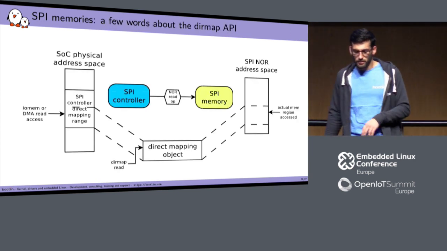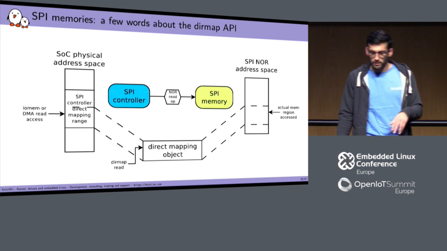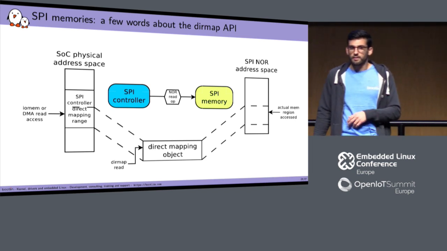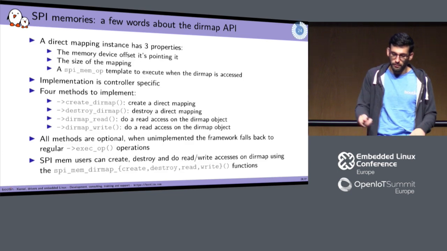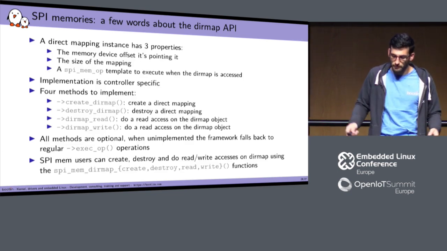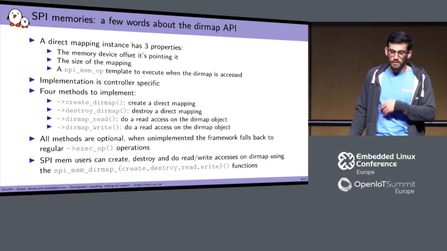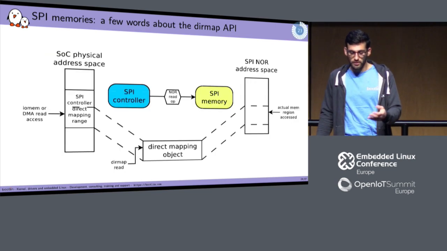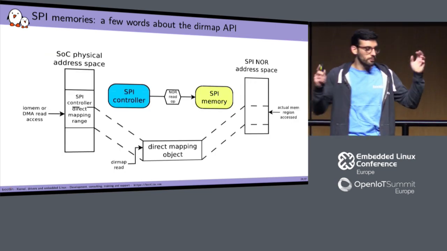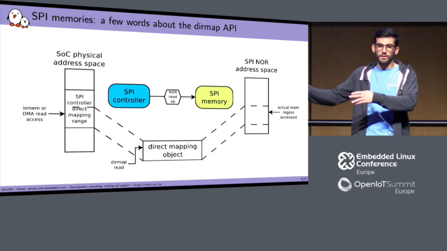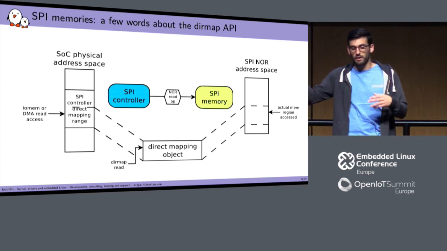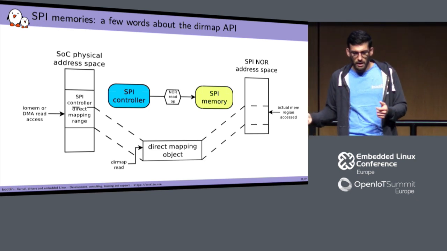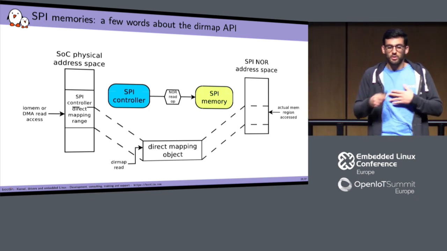Just a few words about the direct mapping. You can create a DMAP object, and it will appear like regular memory for you. You can do DMAP read or write on it. If your controller supports it, it will automatically do the SPI memory operations on the SPI bus and access the SPI NAND or NOR device. And it would be transparent for you.